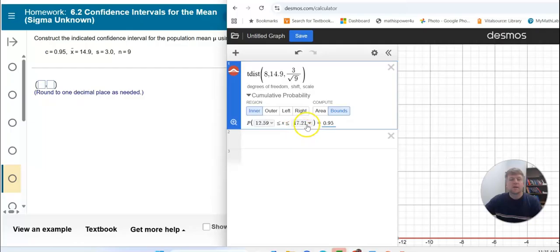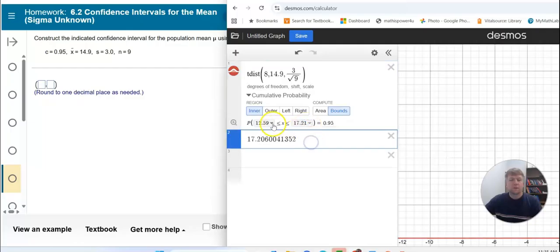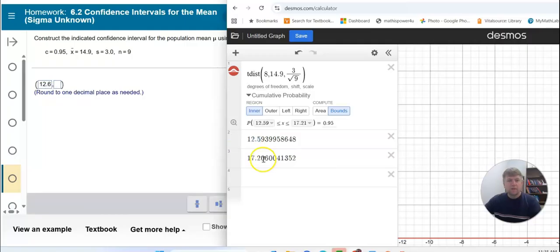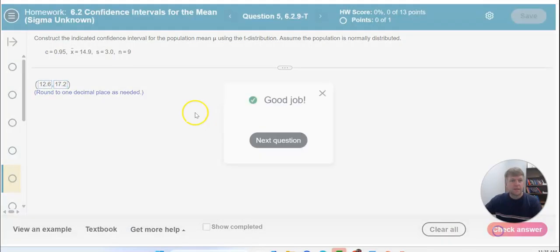This is my upper end of the interval. This is my lower end of the interval once we have all that stuff in there. All right, it wants me to round to 1 place this time. So that's going to be 12.6. And then this one is just going to be 17.2. I don't need to round it. All right, let's see if that likes that.